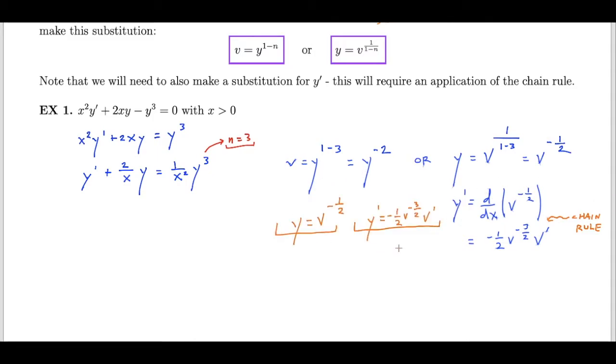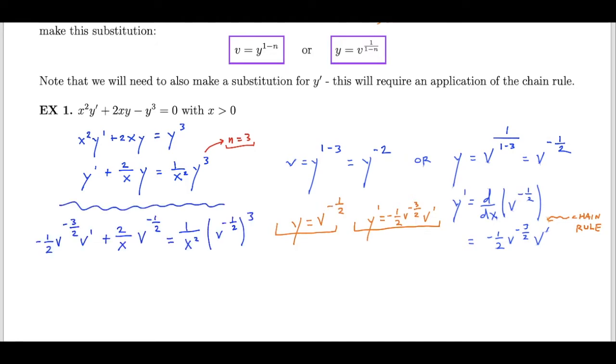Provided them here in orange. And now I can substitute according to those equations into my original differential equation. As I expected, this transforms my original differential equation, which is in terms of y's and x's, into a new differential equation in terms of v's and x's. The value of this substitution isn't obvious yet.